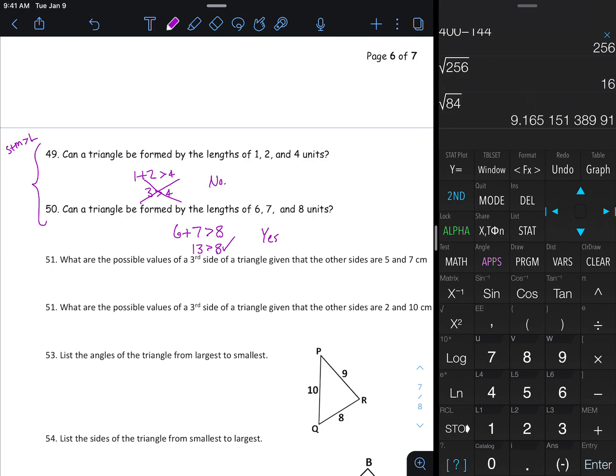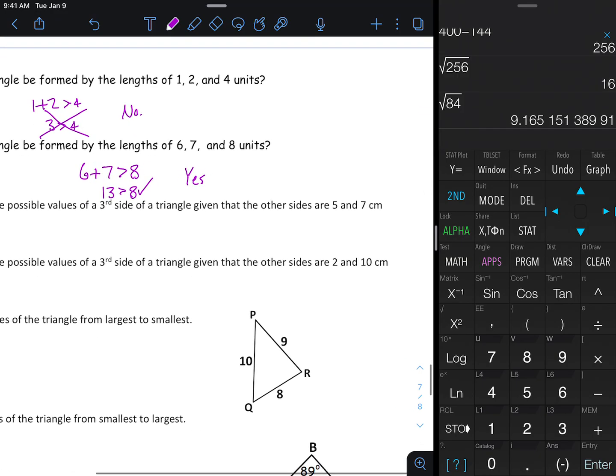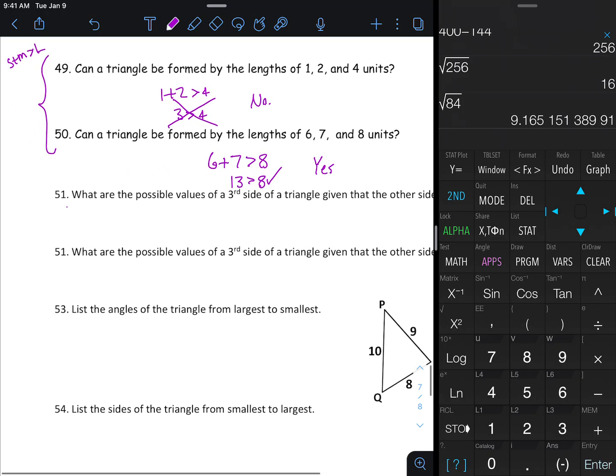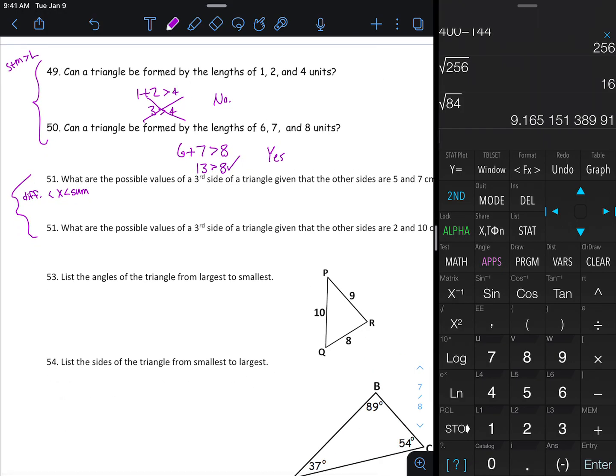Okay. The next category of questions is an extension of this whole idea of small plus medium needs to be greater than large. So we learned a little shortcut. If I give you two sides and the last side you don't know, we say x must be less than the sum of the two numbers, but greater than the difference of the two numbers. That's going to be for both of those questions. What are the possible values? They're not actually wanting you to say x could be like 6 or something like that. They want you to list out all possibilities.